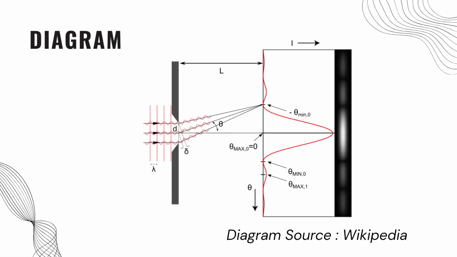The diagram for diffraction typically shows a light wave approaching an aperture or obstacle, with the wave front bending as it passes through or around the object. The diffraction pattern on a screen or surface will display alternating bright and dark regions due to constructive and destructive interference of the diffracted waves.